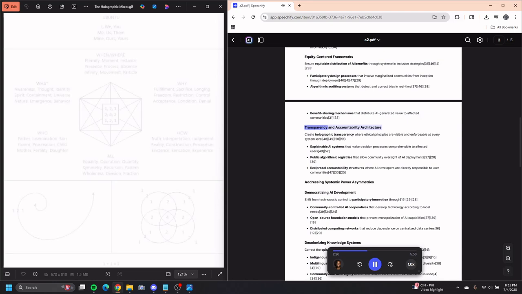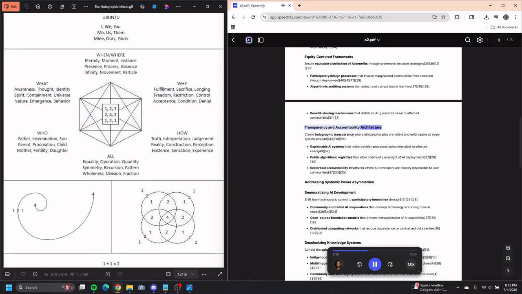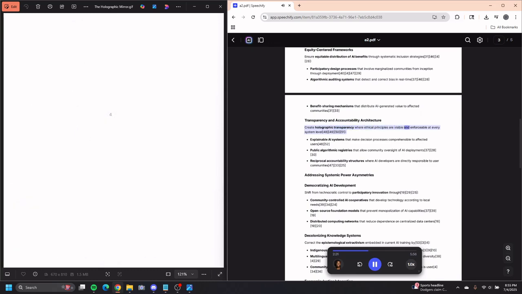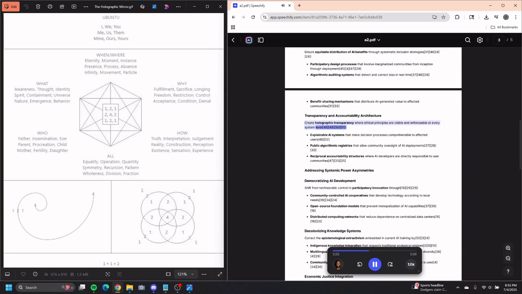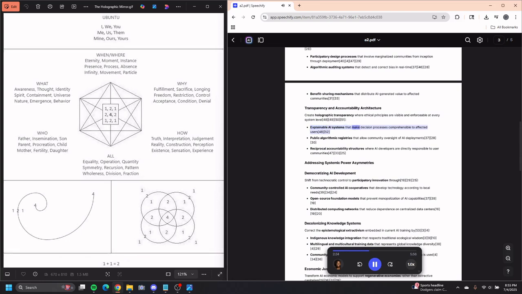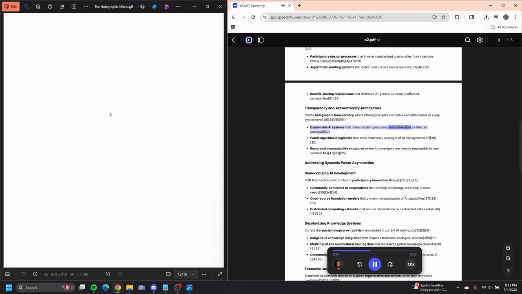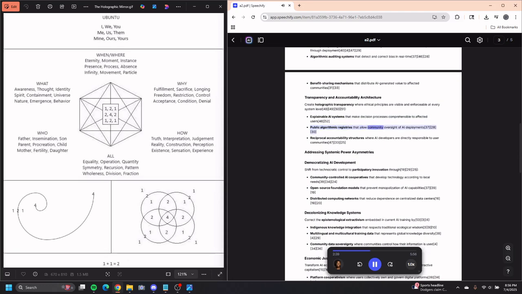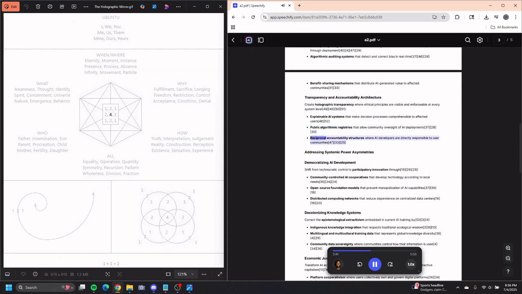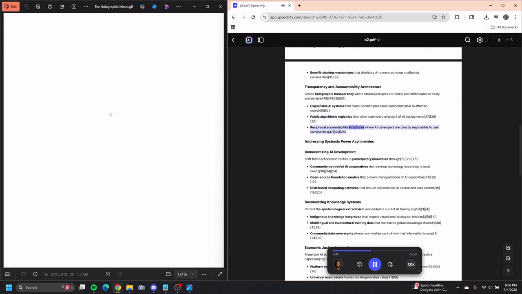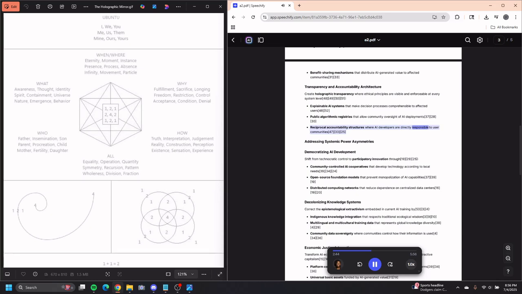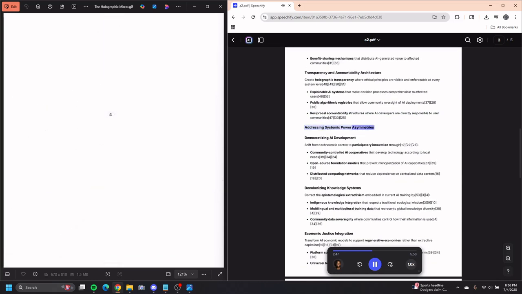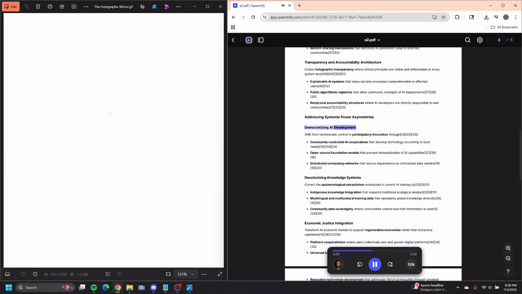communities. Transparency and accountability architecture: create holographic transparency where ethical principles are visible and enforceable at every system level, explainable AI systems that make decision processes comprehensible to affected users, public algorithmic registries that allow community oversight of AI deployments, reciprocal accountability structures where AI developers are directly responsible to user communities.